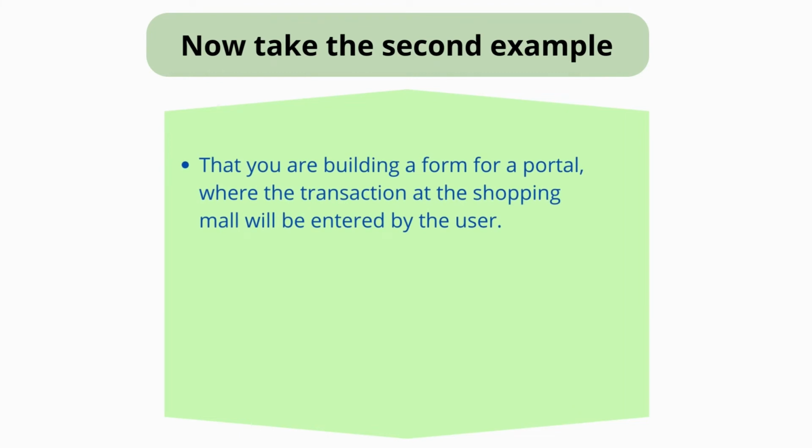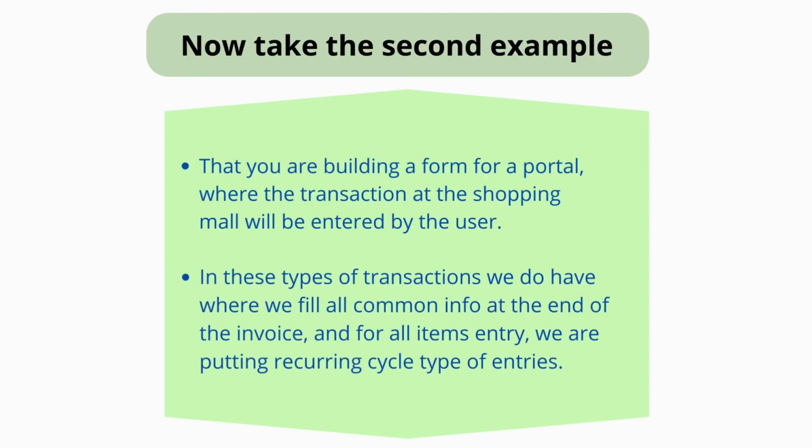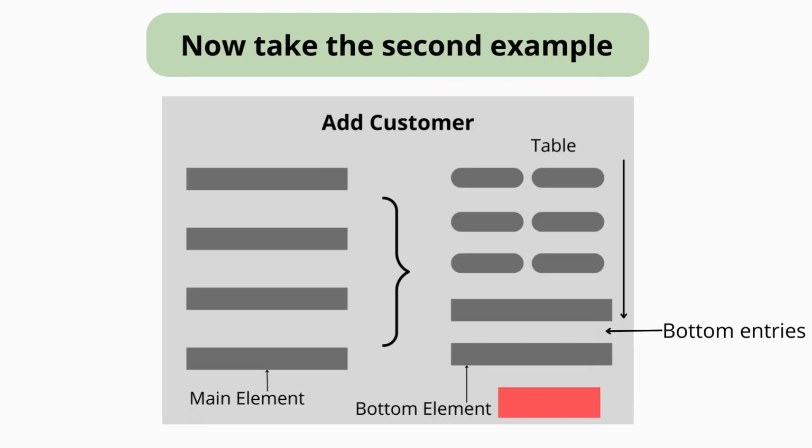Now take the second example, that you are building a form for a portal where the transaction at the shopping mall will be entered by the user. In these types of transactions, we fill all common info at the end of the invoice, and for all items entry, we are putting recurring cycle type of entries. So we call common entries as bottom entries. And recurring item entries are the main entries.